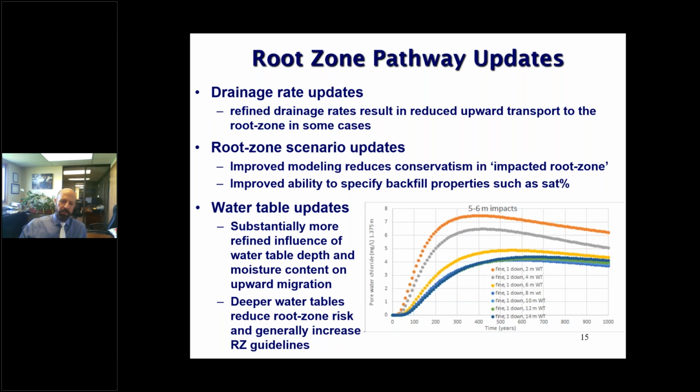And one major thing that's just been recently added to the tool is the effect of water table on root zone guidelines, which has been looked at in some detail and added in. It previously wasn't much of an influence, but it's a strong influence now because drier soils with deeper water table are generally less at risk of discharge to the root zone. So that is factored in now, where with deeper water tables you'll generally find more relaxed root zone guidelines than with the shallow water tables, which is generally the assumption that the previous version of the tool would have been using for that pathway.